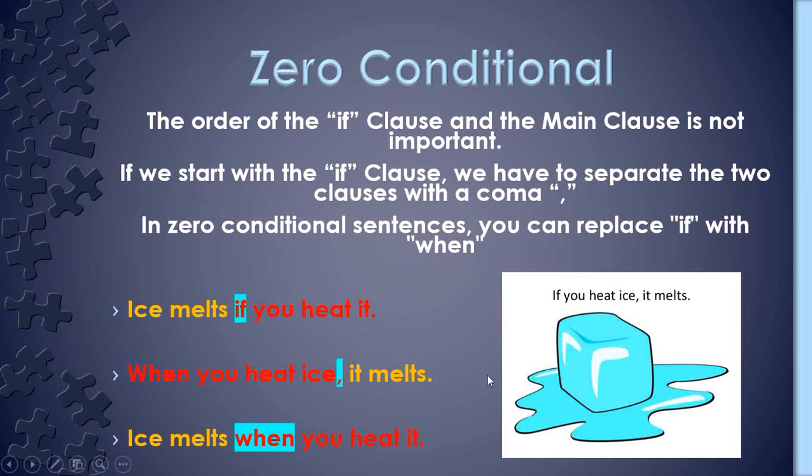If we look at this picture, we can see the example with the word if. If you heat ice, first we have the if clause. We have to separate the other clause with a comma. It melts. If you heat ice, comma, it melts.